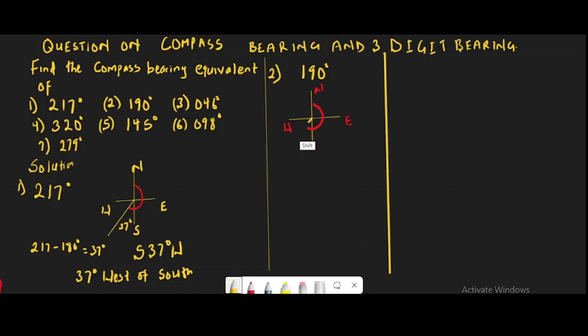This is 90, 90, 180. What do we add to 180 to give us 190? That is 10, which is 190 minus 180 degrees. That means here is 10 degrees. In compass bearing notation, we're between south and west. So that's south 10 degrees west, or 10 degrees west of south.